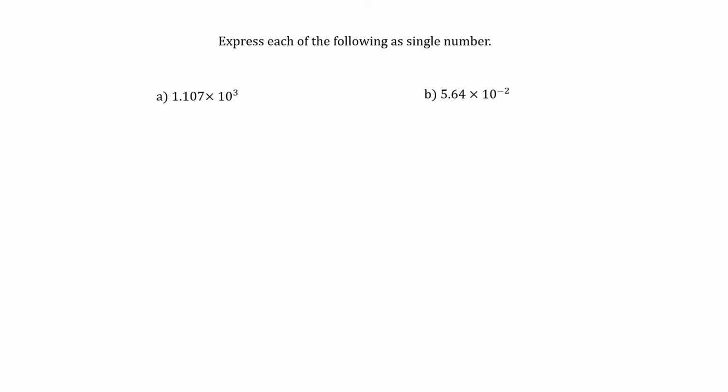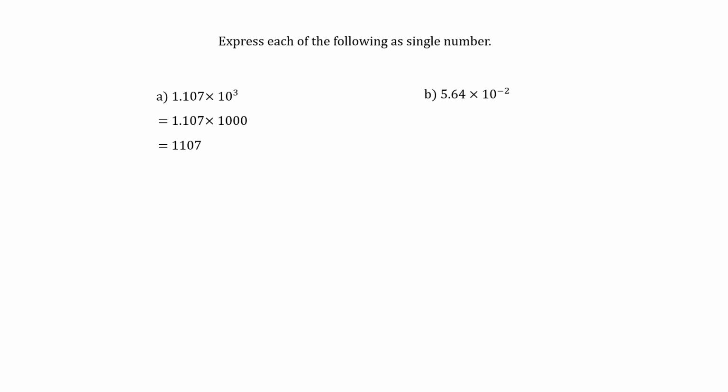For this question, express each of the following as a single number. So you need to change the standard form to a single number. 1.107 times 10 to the power of 3: 10 to the power of 3 is 1000. And this is equal to 1107. So you move the decimal to the back by 3 place values.